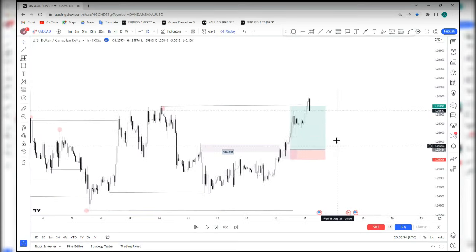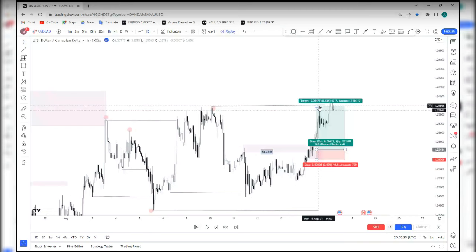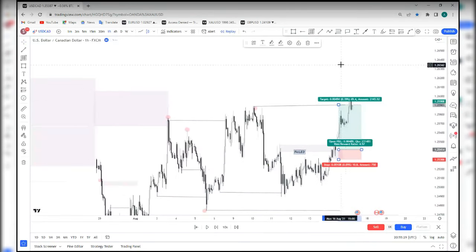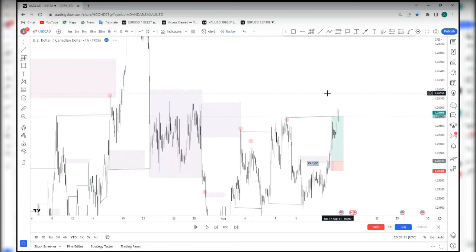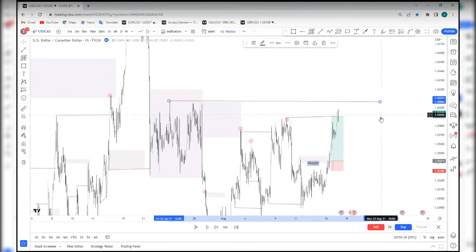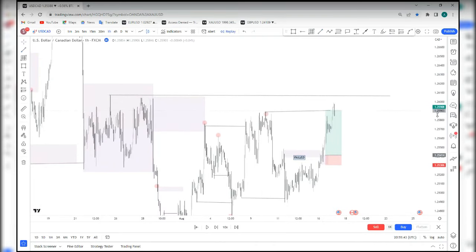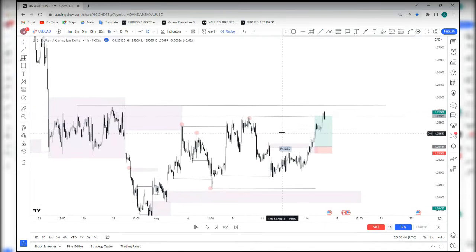Softly, I'm out. 46 pips, I'm out. Now I know this place is not valid anymore. We still have liquidity here. Price can hunt this liquidity and start selling. That's why you need to take note of all zones.